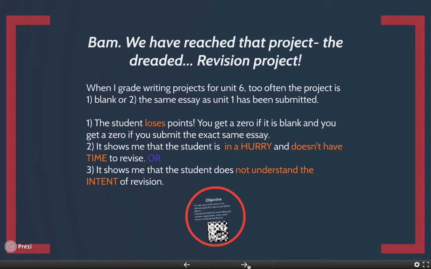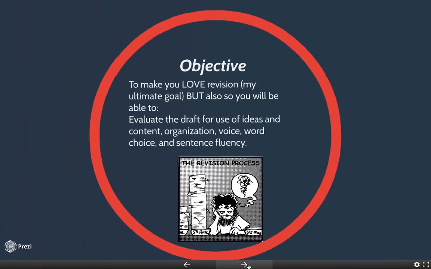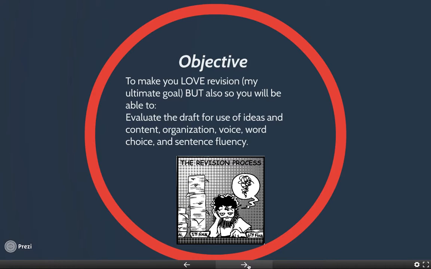These two things show me that number one, you're in a hurry and you don't have time because you've waited too long to complete the project. Or it shows me that you don't understand the intent of revision. So definitely work towards revising this project using what I give you here to help you determine what to do. Obviously, my objective, I would love to help you love revision, but I also want to be able to evaluate your draft for your use of ideas and content, organization, word choice, and sentence fluency.